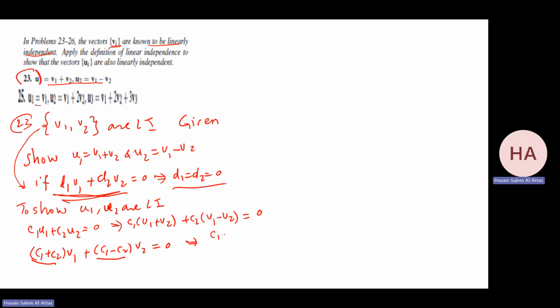So I have C1 plus C2 equals 0, C1 minus C2 equals 0, and I have 2C1 equals 0. So C1 equals 0, so C2 equals 0. That means U1, U2 are linearly independent.